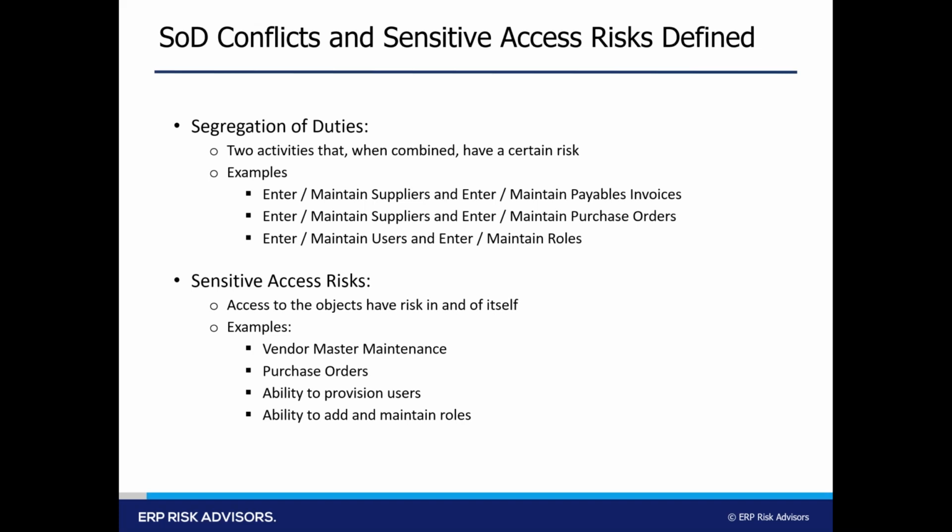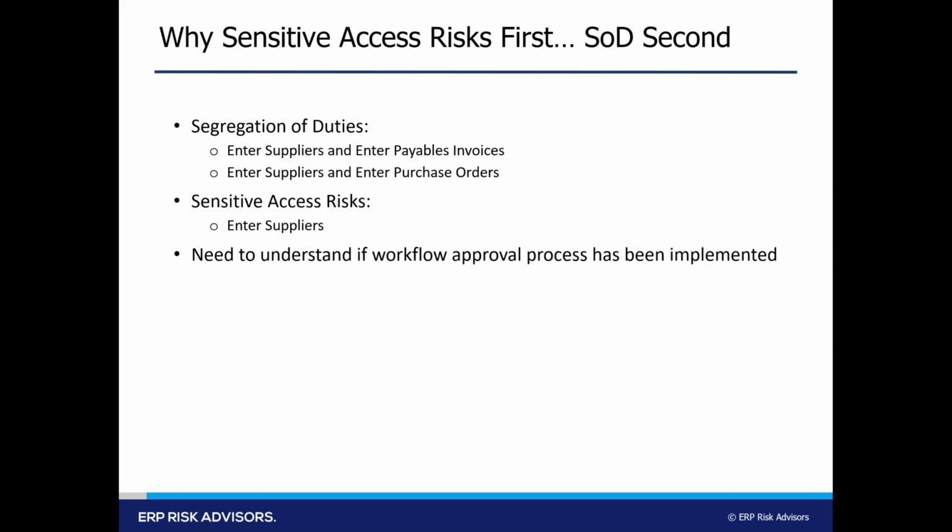So we want to focus a lot on sensitive access risk first and segregation of duty second, and that leads me to this slide. And even in the context of when we're looking at SOD risks, from a compliance perspective, people typically think that those risks are mitigated through workflow approval processes, and we're going to talk about how there are backdoor ways of updating and maintaining data that don't go through workflow. But it's important, certainly in the front end, to understand what workflow processes have been implemented when you're addressing both SOD and sensitive access risks.